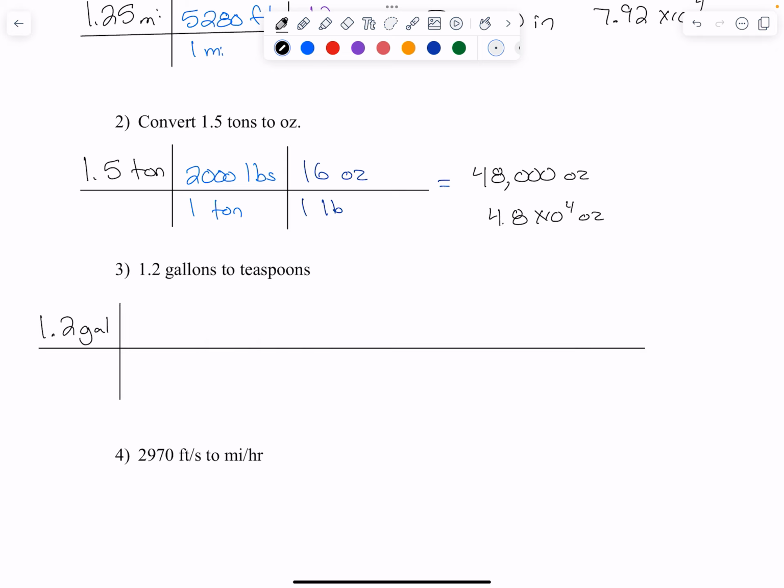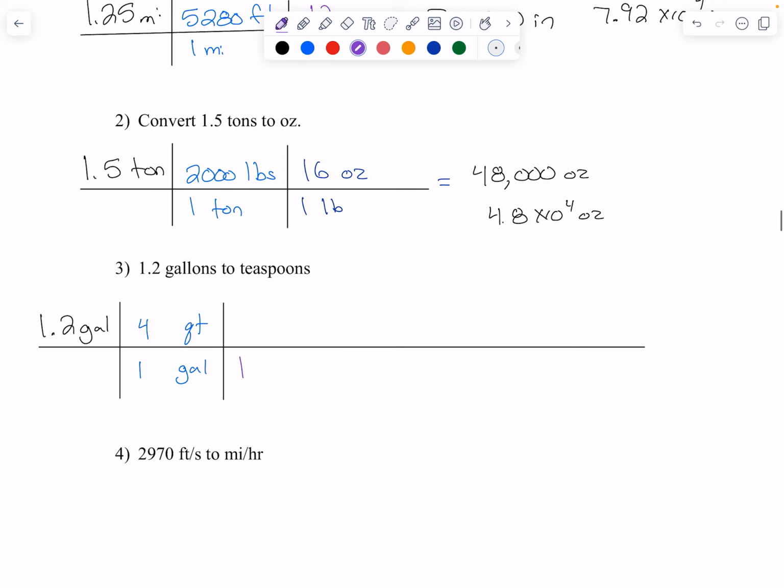Alrighty. So on the bottom has to be gallons. And I'm going to go to quarts. Because 1 gallon, 4 quarts. Most people know that. Most people don't know how many ounces are in a gallon, but most people know how many quarts are in a gallon. And then we'll go quarts to pints. So 1 quart, on the bottom, 2 pints. And then after that, pints has to go on the bottom. So 1 pint. We're going to go to cups. 2 cups in a pint.